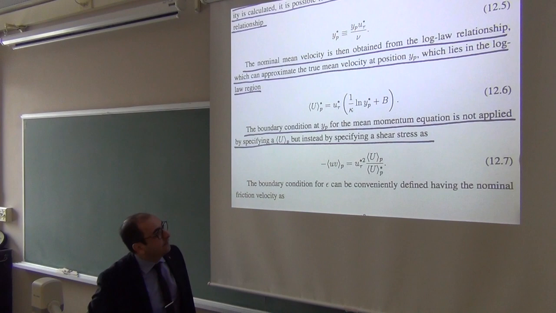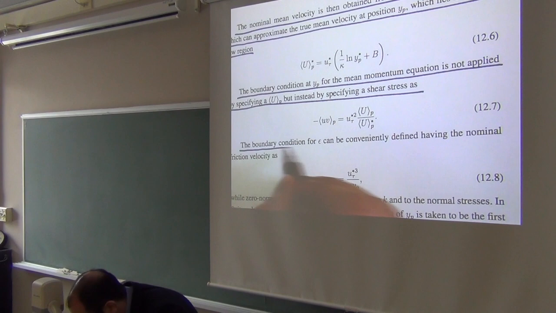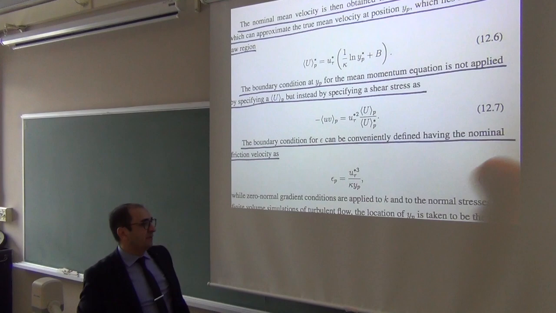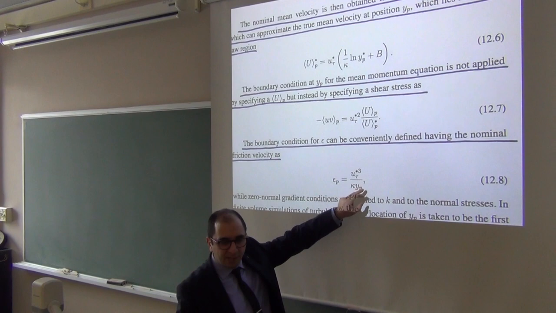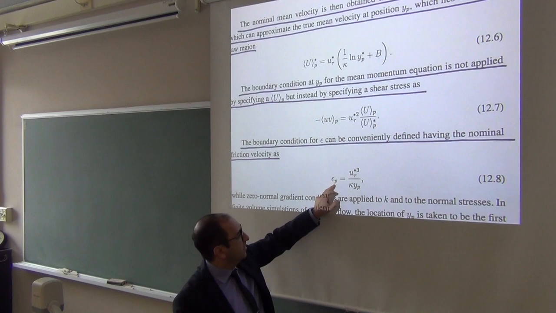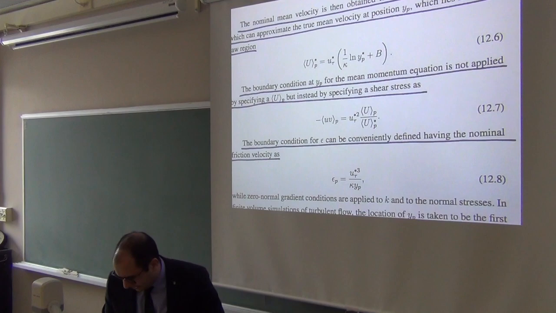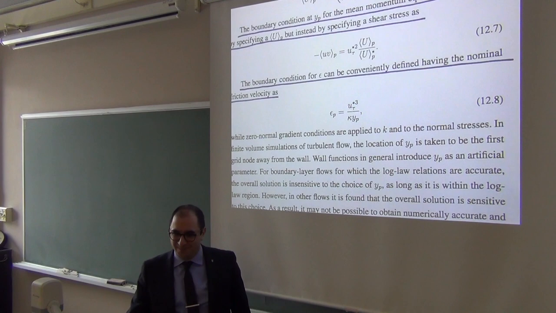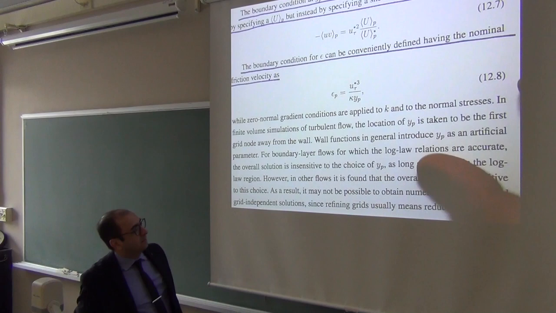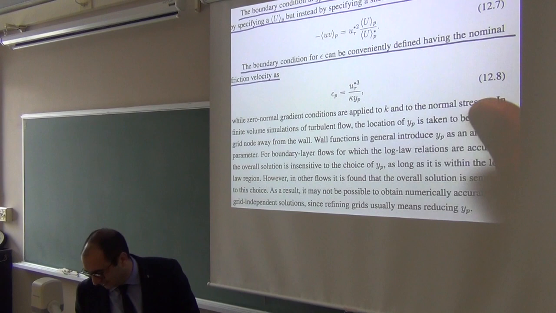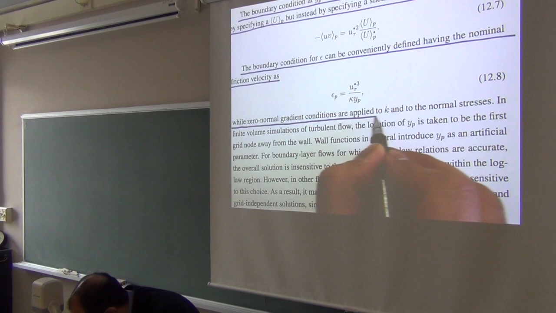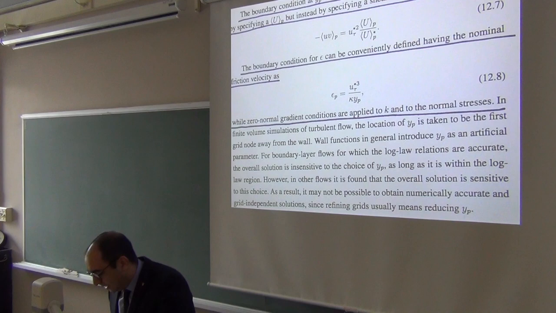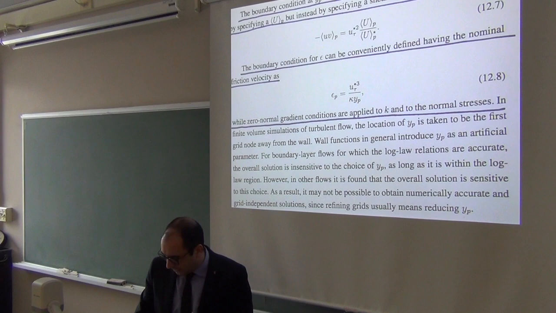The boundary condition for epsilon, likewise, can be found using the relationship we found earlier. So again, we don't know what friction velocity is, but we use the nominal. And every time we iterate, we get a better and better estimate of friction velocity. So within 10-15 iterations, you know what epsilon also is. Okay? In fact, if you look into the source code for OpenFOAM, go and look at the wall function. You see the loop that iterates over this. In Fluent, you can't because it's proprietary. But it must be something close. While zero normal gradient conditions are applied to k and to the normal stresses, well, for k, a normal stress, that's fine. You have k, you're solving for k, but it's just the shear stress that needs to be handled this way.